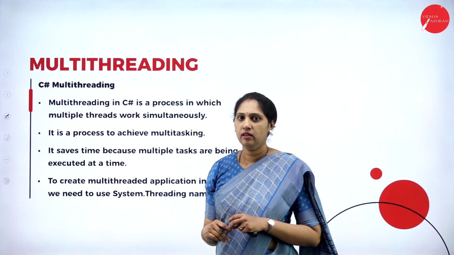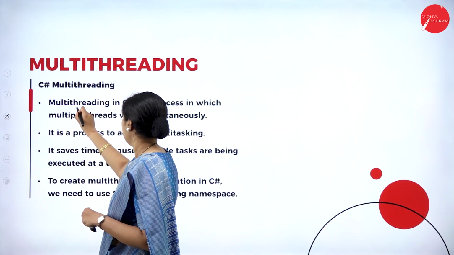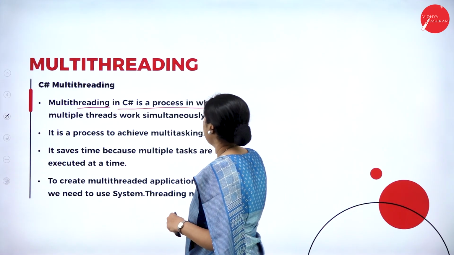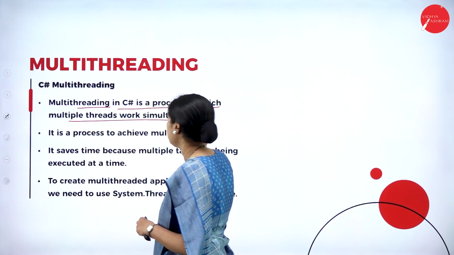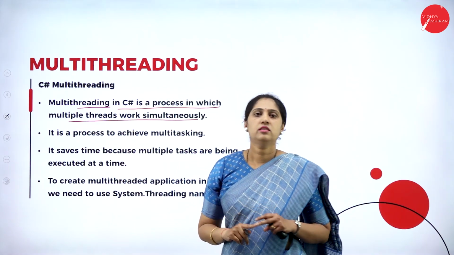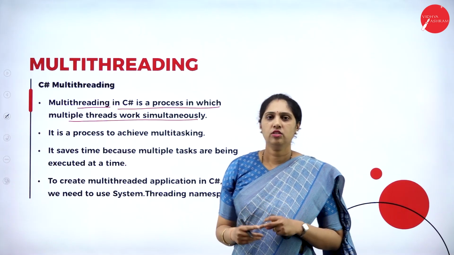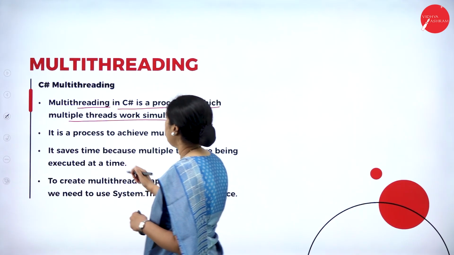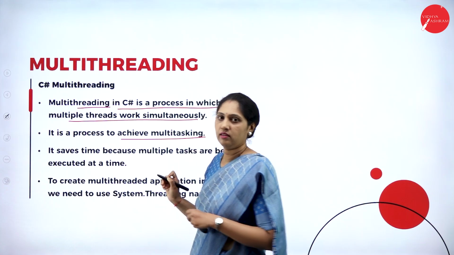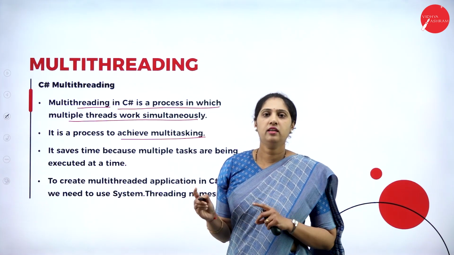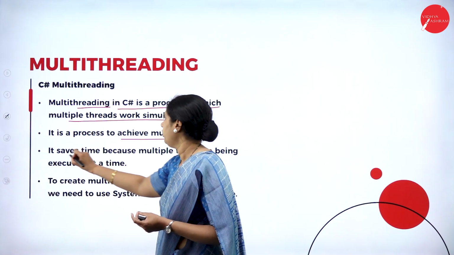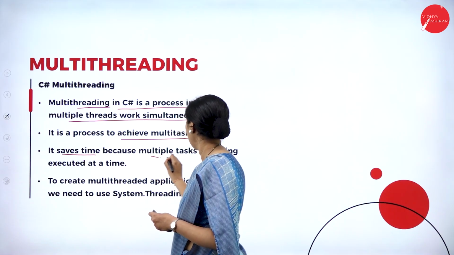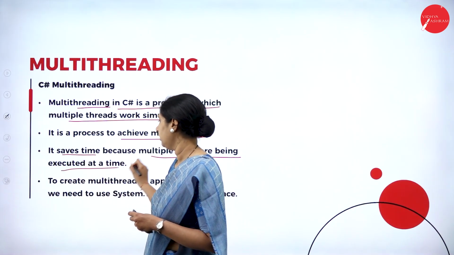Next, multithreading. We all know what threads are. Then what is multithreading in C#? Multithreading in C# is a process in which multiple threads work simultaneously. We don't want a single thread to work. Why not a single thread? It consumes more time. Multithreading executes faster. It is a process to achieve multitasking: single task, single thread; multitasks by multiple threads. It saves time because multiple tasks are being executed at a time.